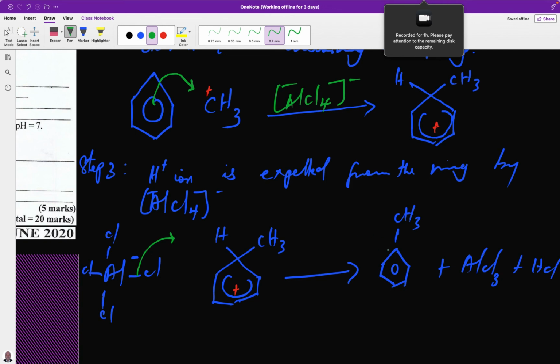Now what happens when hydrogen leaves as an ion: the bonding electrons will return to close the ring, and that is the ring there. Now the methyl group firmly attaches itself. This and the hydrogen ion will give this, and the catalyst is regenerated, and that's what we call methyl benzene.